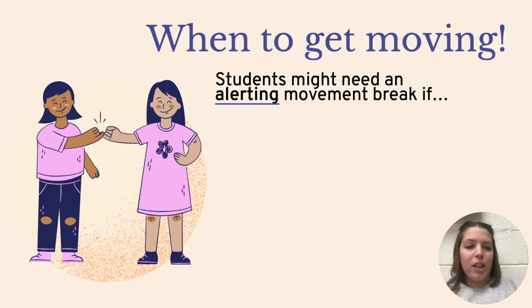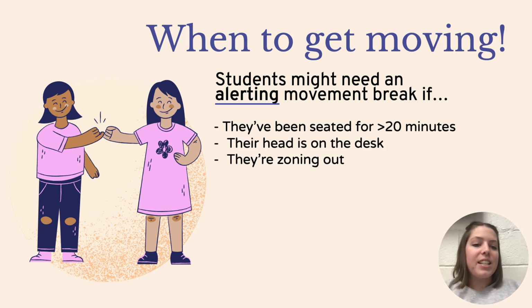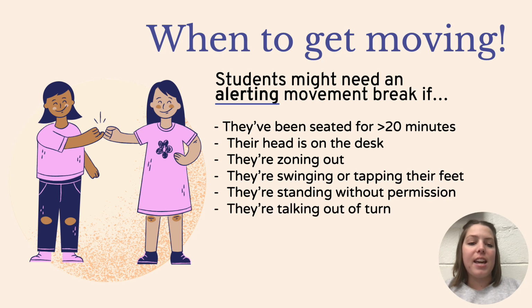So one thing that you might want to look at is when to use an alerting movement break. You can use these when they've been seated for more than 20 minutes, when their head is on their desk, they're zoning out, swinging or tapping feet, standing without permission, or talking out of turn. You see all of these things every single day, and this is a good time to use an alerting movement break. Studies say that a movement break in the morning and one in the afternoon is sufficient, or you can do more if they are not getting to go outside that day. But even just 2 movement breaks a day will really help regulate your students and incorporate their sensory system into your classroom.